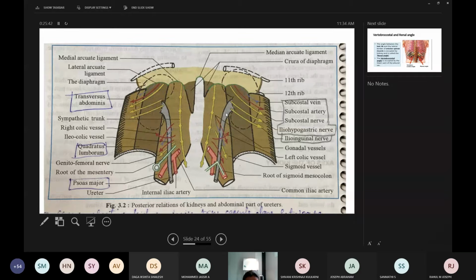Along with this, we have some vessels and nerves from above downwards. These are the subcostal vessels and the nerve. Subcostal nerve is T12. Then we have iliohypogastric and ilioinguinal nerves. From above downwards: subcostal vessels and nerve, iliohypogastric nerve, ilioinguinal nerve. These form the posterior relations of the kidney. The posterior relations are the same for both the kidneys.